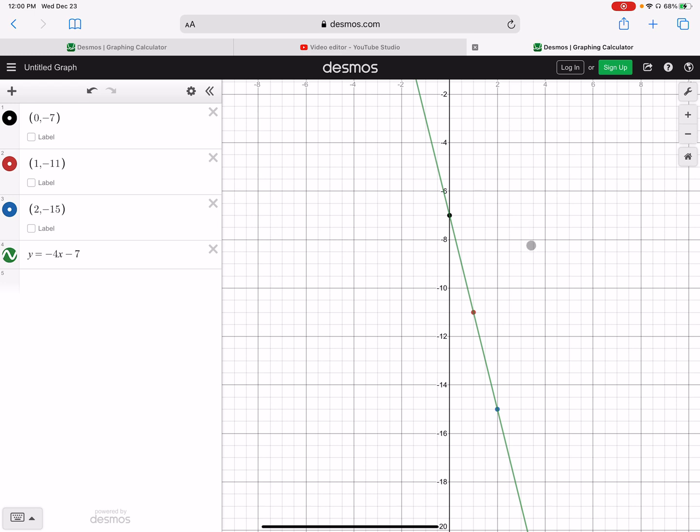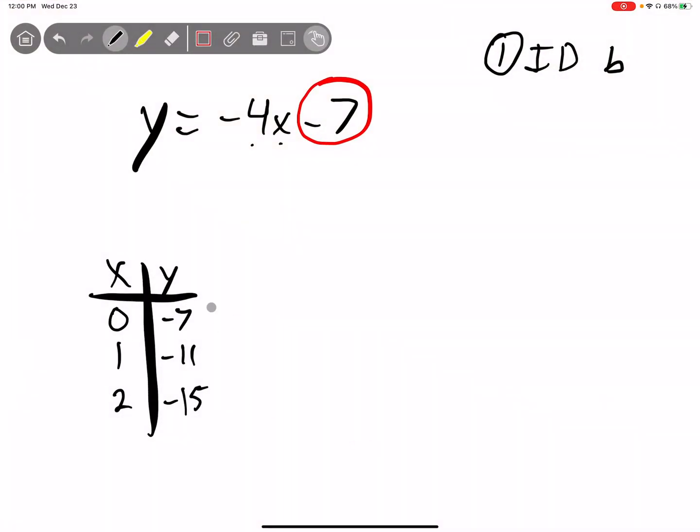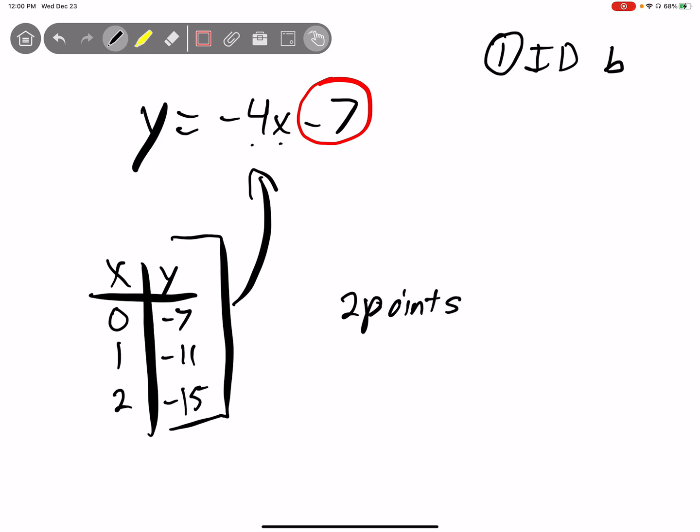That's it. I'm done. And the same thing happens if I have a table. I should be able to go and look at my graph and make sure that my graph works. Okay. So in the next couple lessons, I'll show you how to go from a table to an equation. I'm going to show you how to use 2 points to get an equation, and I'm going to show you how to use a graph to get an equation. Okay.